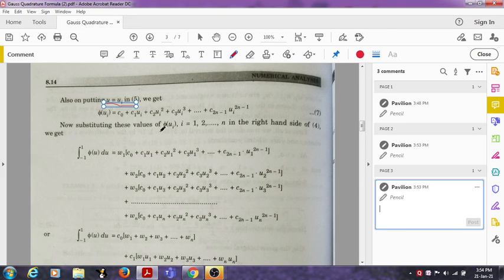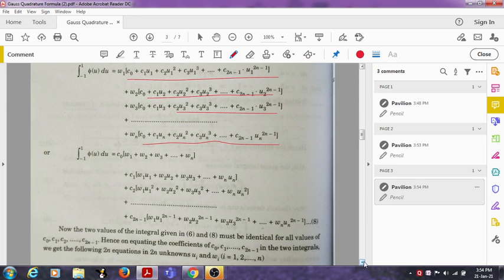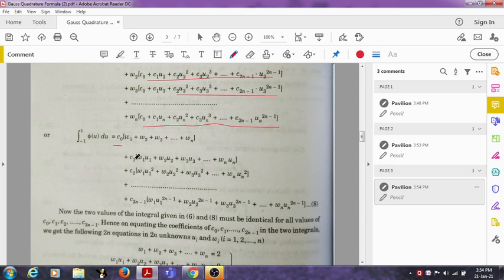Now substituting these values of phi ui in the right hand side of equation 4, the expression will become like this. This is w1 and this is the value of phi u1 plus w2 into phi u2 plus w3 into phi u3 and so on. Last term will be wn into phi of un. Now we collect the terms, same terms containing c0, c1, c2 and c2n minus 1. Now this is equation number 8.